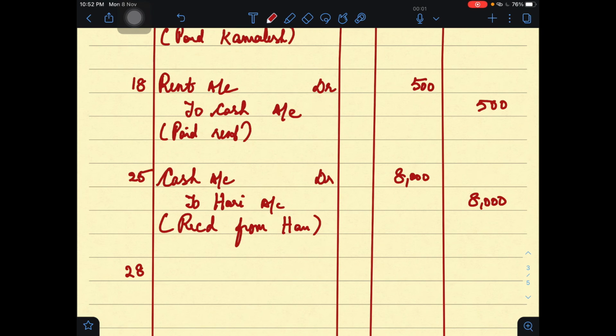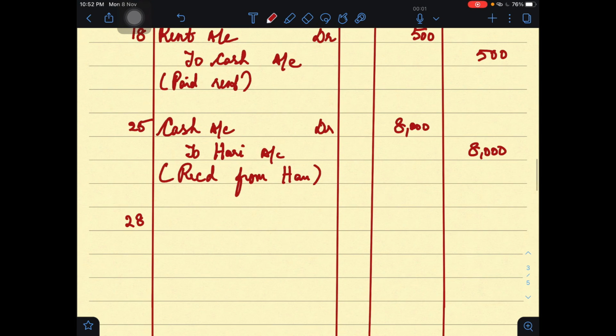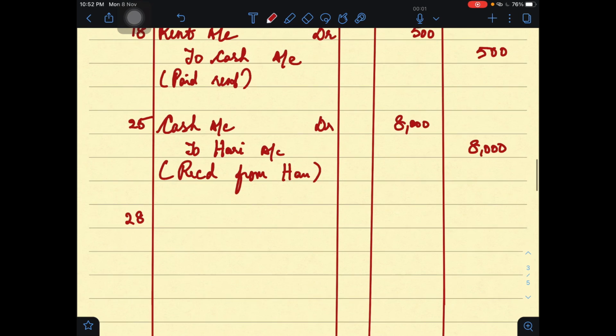Let us go to the last transaction. It says on 28th, withdrew cash for personal use. When the owner Manohar is introducing capital, he has all rights to withdraw some cash for personal use. So here he is withdrawing 4,000. Again, we talk about Manohar as a personal. So here what happens is actually cash is now moving out of the business. So one is cash. What is another one?